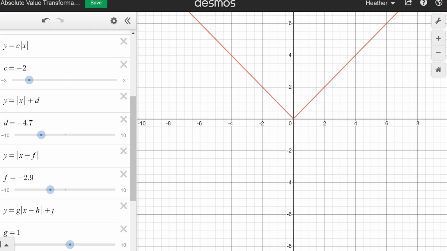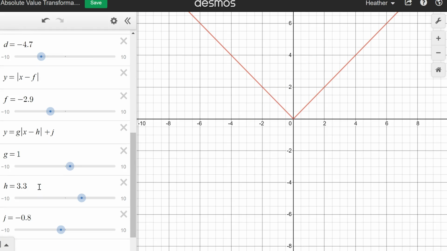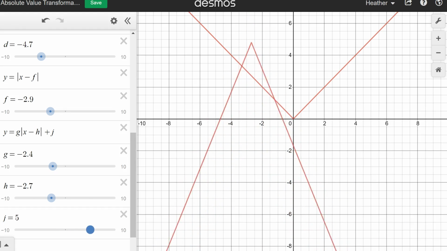And then finally, we have all the transformations put together, and I can change the value of the coefficient in front, and that makes it taller for a vertical stretch. It makes it wider, or I should say not as tall. I don't like to use wide, but not as tall for a vertical shrink. And if it's a negative, you also have a reflection. And then if you add or subtract inside the absolute values, you shift left or right. And then if you add or subtract outside the absolute values, you shift up or down.